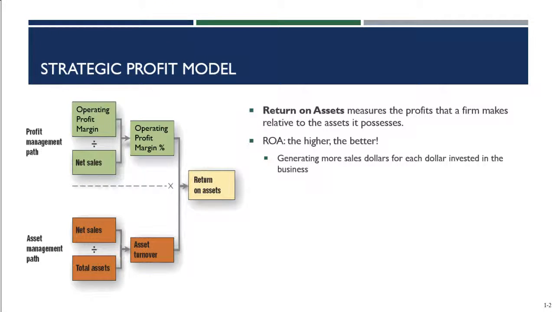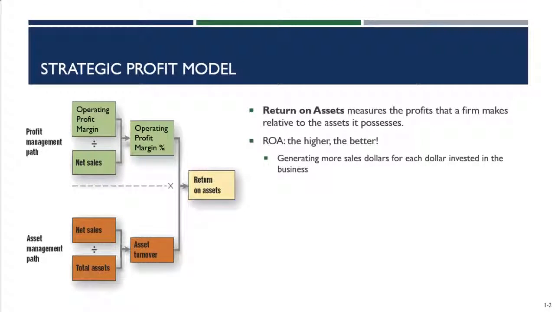Operating profit margin is a measure of profitability from the continuing operations of a retailer. It's a great predictor of future profitability. And asset turnover assesses the productivity of a firm's investments in its assets. So operating profit margin and asset turnover are both productivity measures that we use to get to our ROA. And ROA is determined by multiplying those two components together, the operating profit margin and the asset turnover.